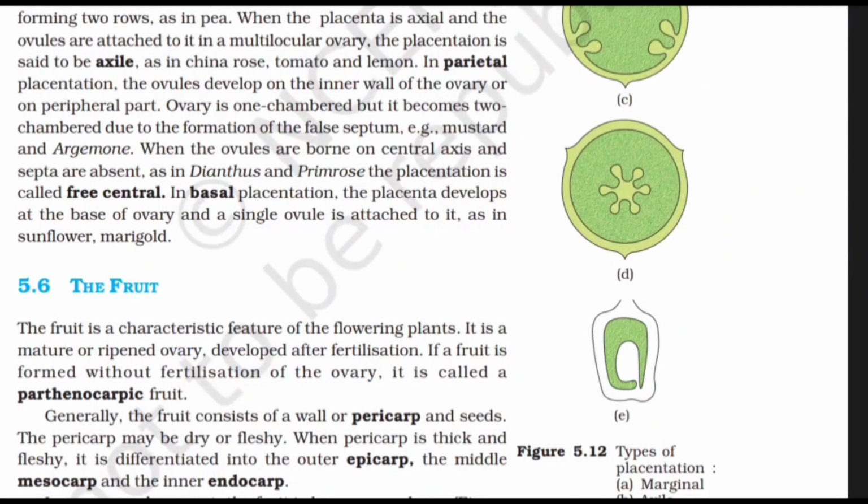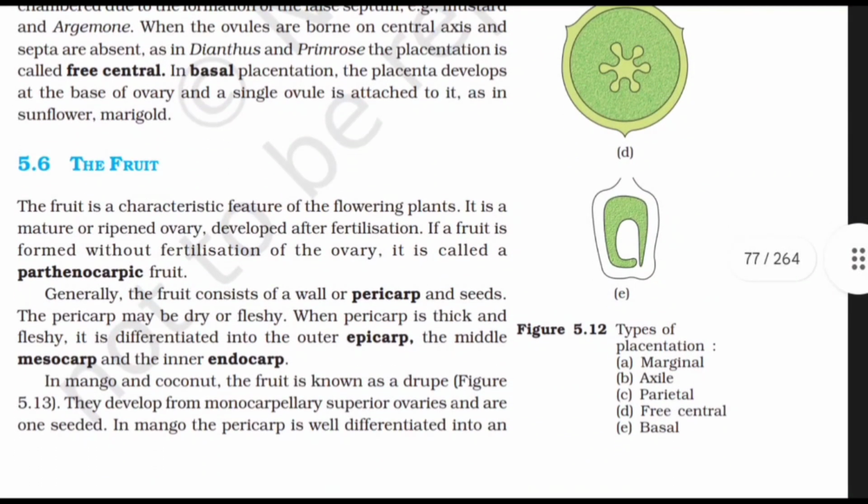5.6 The fruit. The fruit is a characteristic feature of the flowering plant. It is a mature or ripened ovary developed after fertilization. If a fruit is formed without fertilization of the ovary, it is called a parthenocarpic fruit. Generally, the fruit consists of a wall or pericarp and seeds.